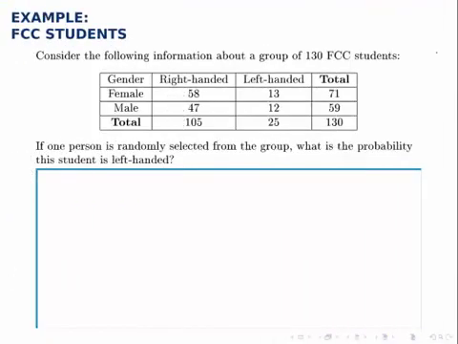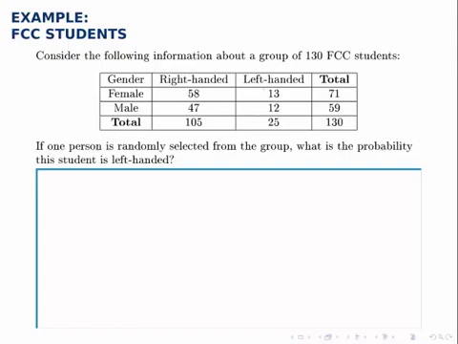This example has what's called a contingency table, or a two-way table. So we have 130 FCC students broken down by gender and by dominant hand. There are male and female, and then right-handed and left-handed. Since we're breaking them down by two categories, there are four total possibilities: female right-handed, female left-handed, male right-handed and male left-handed.